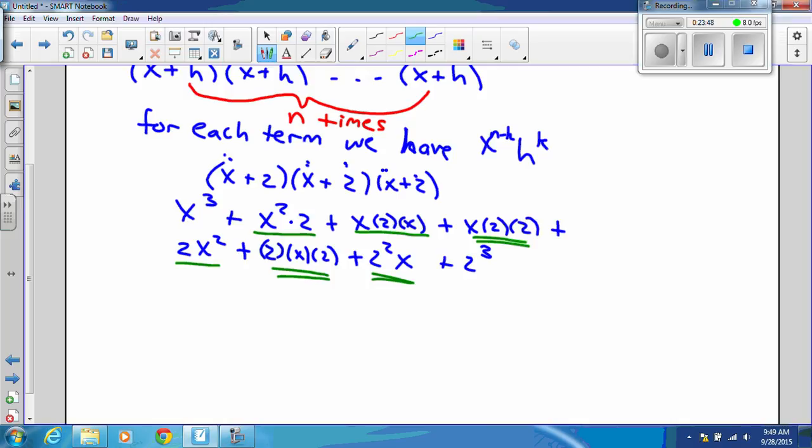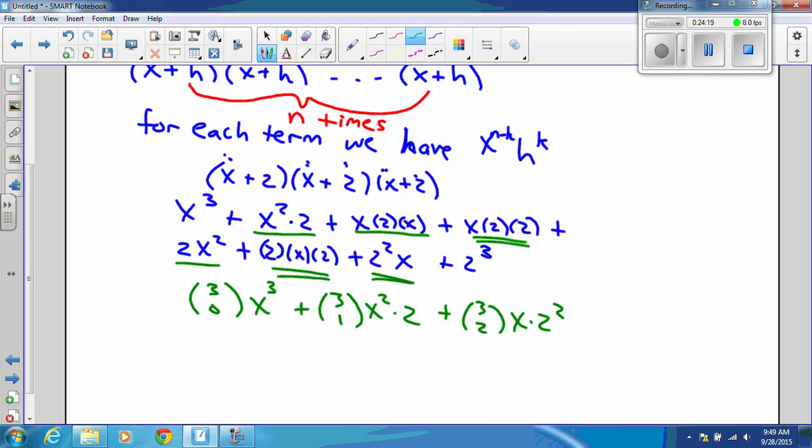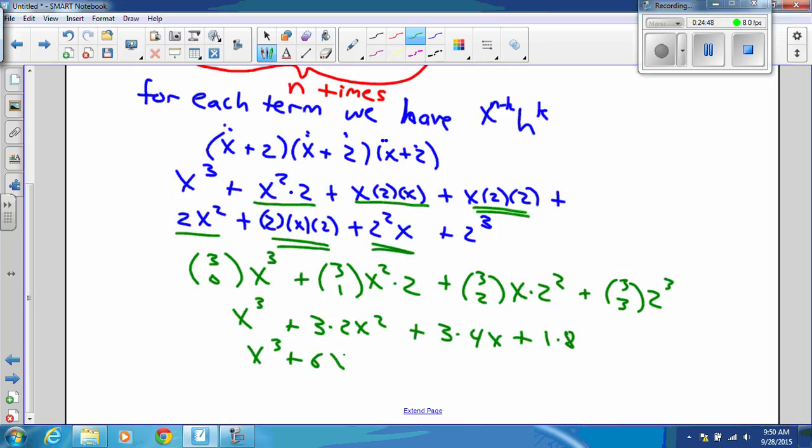Good. So if I were to use that logic to write this out, I would say that there are 3 choose 0 ways to choose 0 factors of 2 out of 3 factors. And there are 3 choose 1 ways to choose 1 factor of 2 out of 3 factors. And there are 3 choose 2 ways to choose 2 factors of 2 out of 3 factors. And there are 3 choose 3 ways to choose 3 factors of 2 out of 3 factors. And 3 choose 0 is 1. And 3 choose 1 is 3. And 3 choose 2 is 3. And 3 choose 3 is 1. And of course that all simplifies.